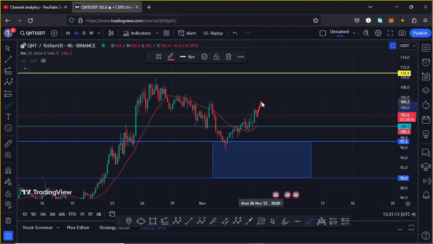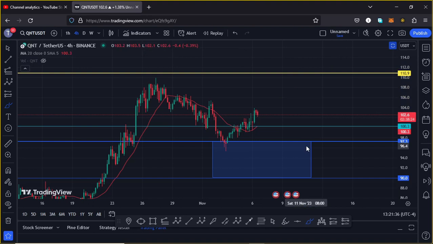With a break above the $105 mark, we can easily see QNT continue gearing up to our next key area of resistance at around the $110.9 mark, and a break above that with a successful retest, then QNT can continue gearing up to the area at around the $120 mark.